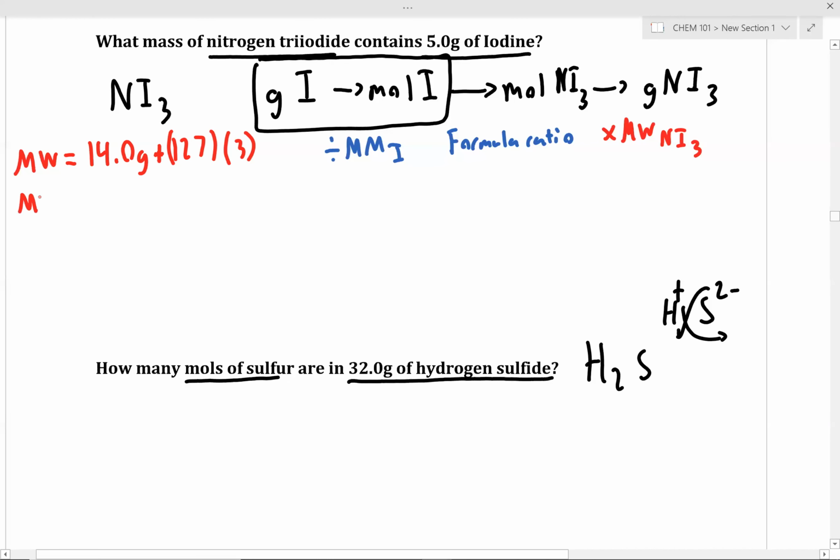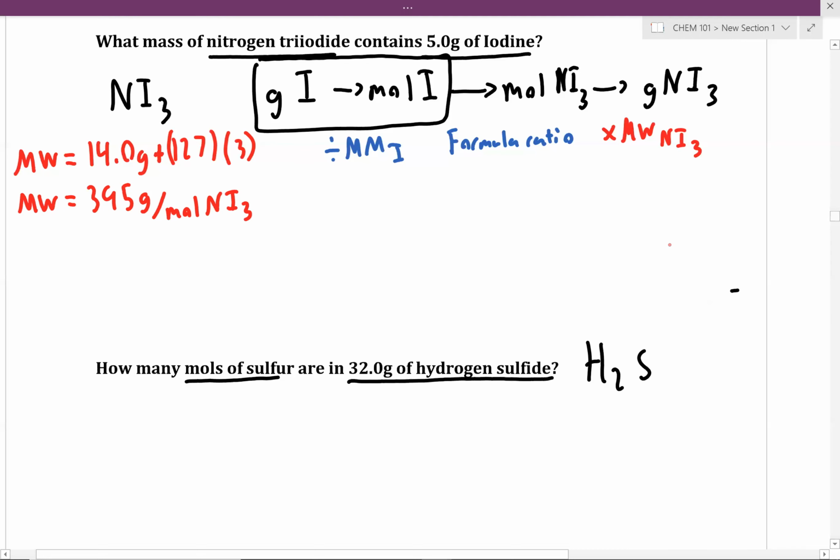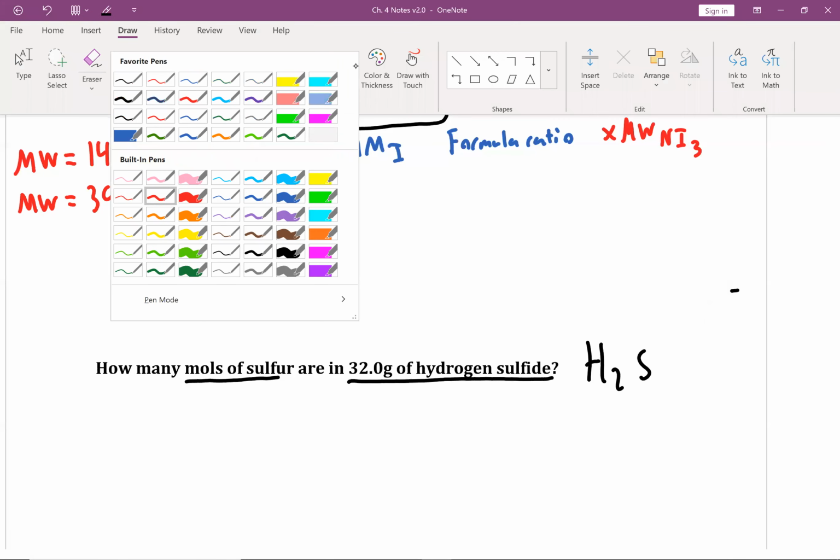So then that gives us a molar mass, and I'm going to break out the calculator for that. 127 times 3 plus 14 gives us a molar mass of 395. So let's plug that in. This is 395 grams per mole of nitrogen triiodide. Okay, we now have all the information we need to begin solving this problem and finish solving this problem.